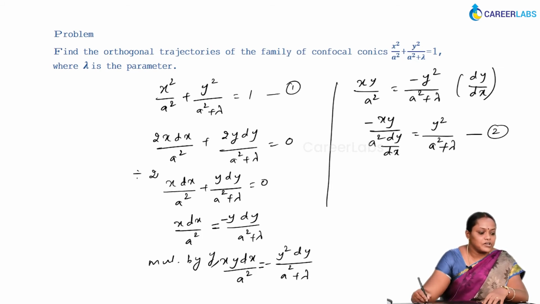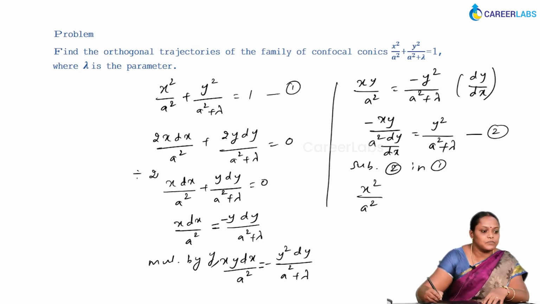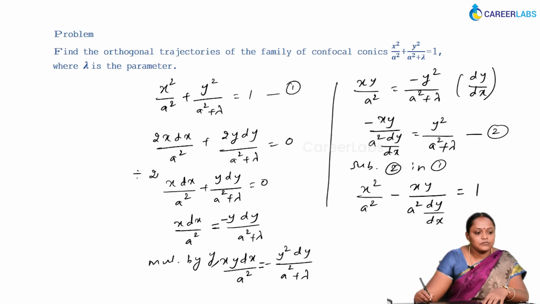So in the place of y square by a square plus lambda in equation number 1, I can replace it by this term. Substituting equation 2 in equation number 1, I will get x square by a square. In the place of y square by a square plus lambda, I can replace it by minus xy by a square into dy by dx. By doing so, automatically the parameter will be gone. So this is equivalent to 1 here. Now we have gotten a differential equation in terms of f of x y dy by dx. Okay, we have got an equation.